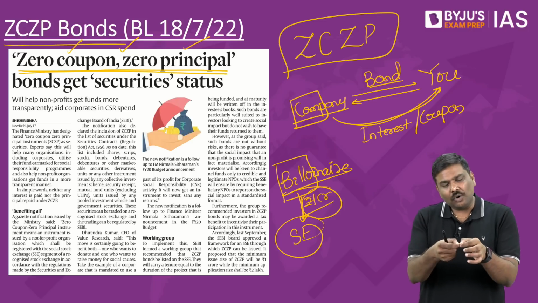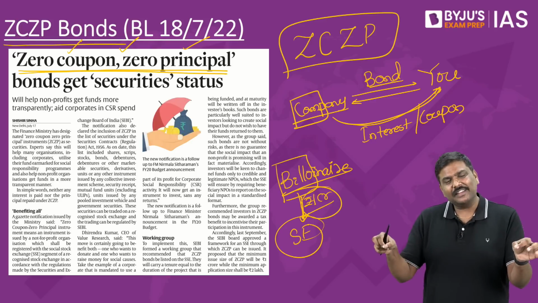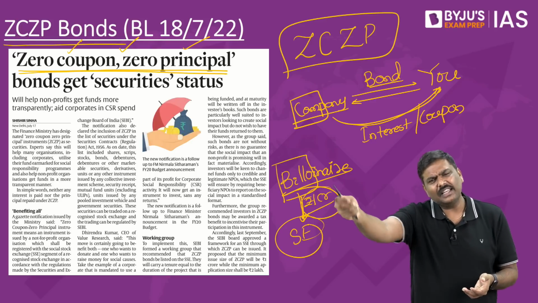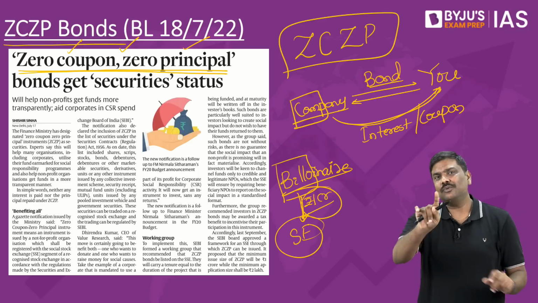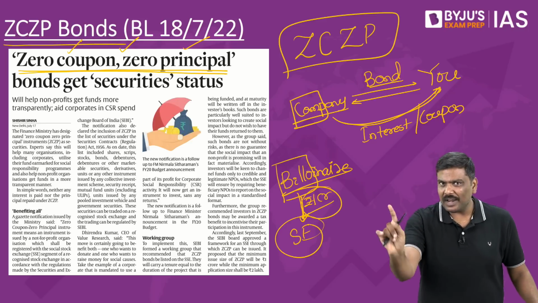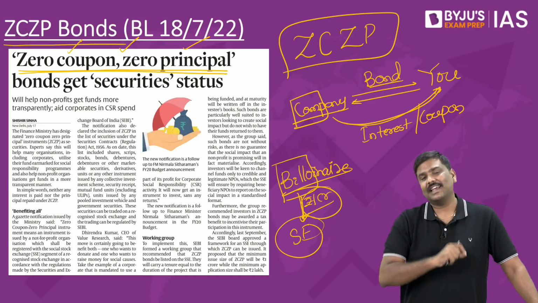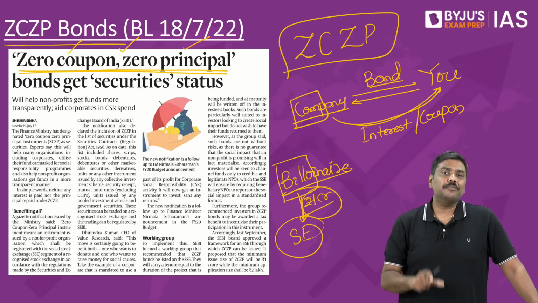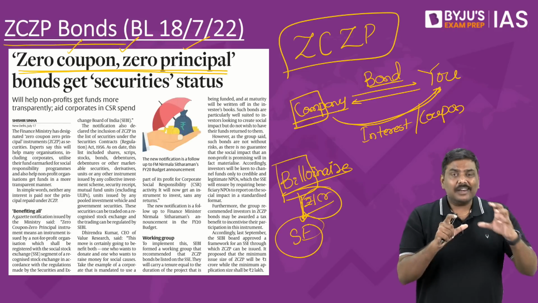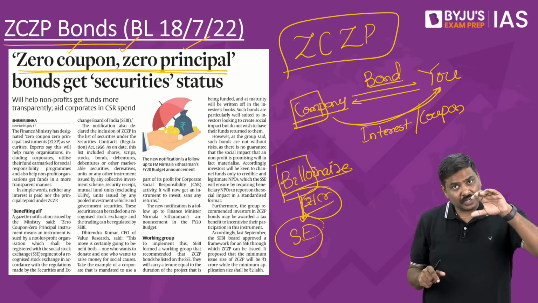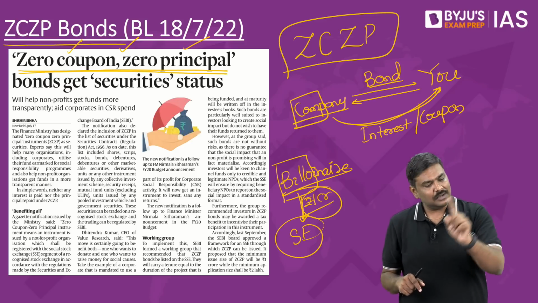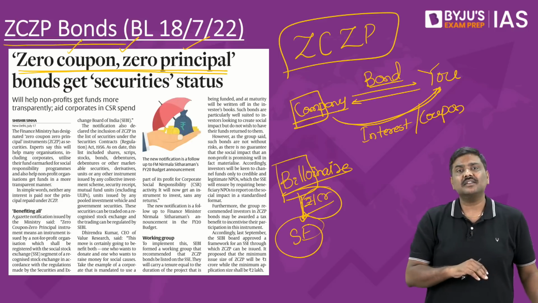You have simply written a check and given it. How do you ensure that that 1 crore rupees is being efficiently utilized by this particular charity organization? That becomes a problem. To overcome this, a recent concept that has been introduced in the Indian market is zero coupon, zero principal. What happens under this?